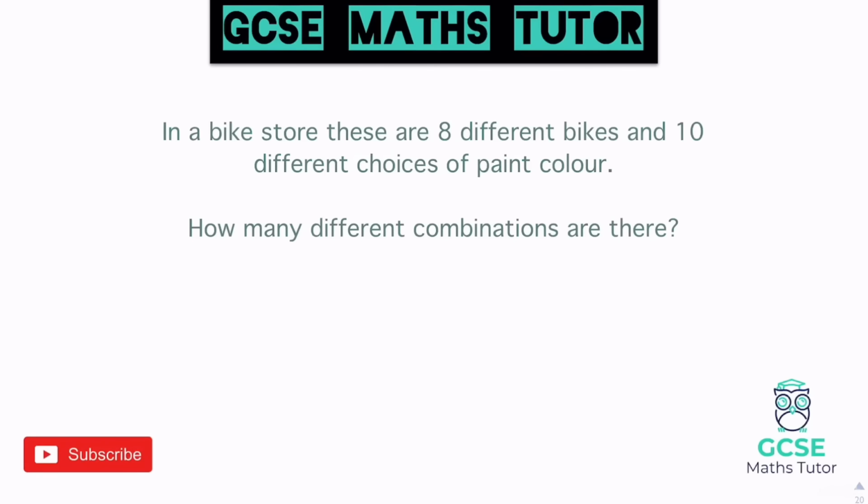Okay, on to some combinations. It says in a bike store there are 8 different bikes and 10 different choices of paint colour. How many different combinations are there? Well, we have 8 choices of bikes to pick from, so that's 8 different combinations, and all we do is multiply it by however many choices we have on the second option. So the second option is the paint colour, and there are 10, so we times it by 10 as our second option. So 8 times 10 gives us 80 options as our final answer. So you just take how many choices you have on each pick and multiply them together, and that's combinations.